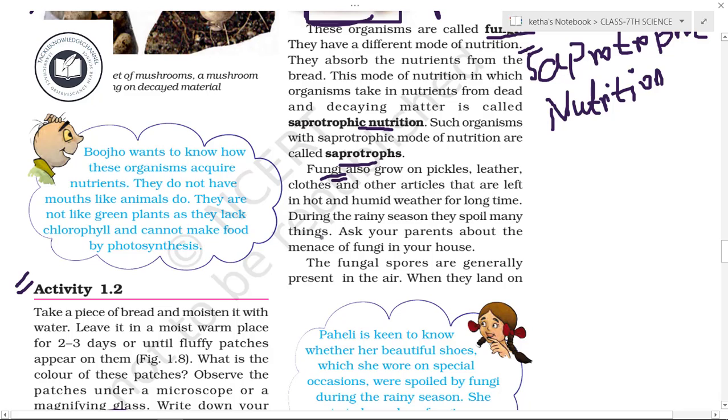During the rainy season they spoil many things, so during the rainy season the fungi is going to spoil everything. Ask your parents about the menace of the fungi in your house.